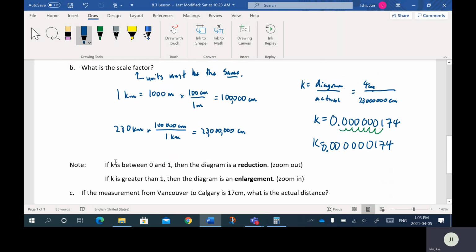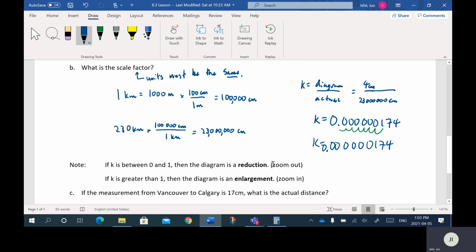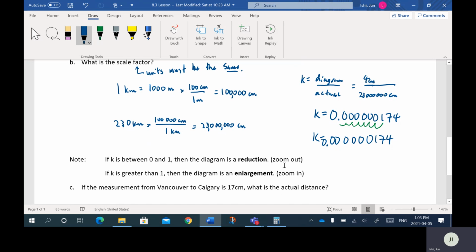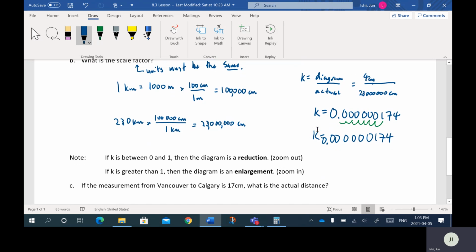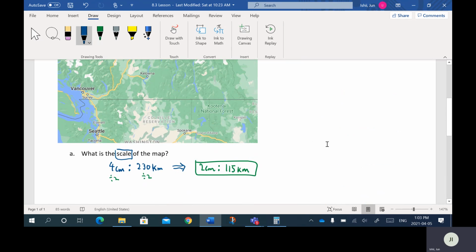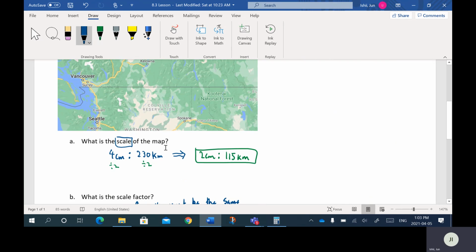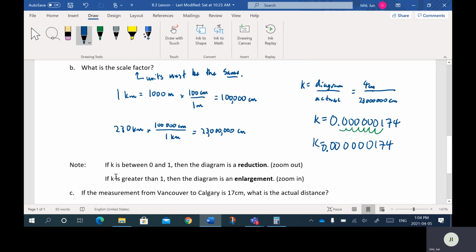Now, just a little note here. If k is between 0 and 1, then the diagram is a reduction. All right, so we're zooming out. Notice here that this number is obviously less than 1, between 0 and 1. So this map here is what they call a reduction, because the actual size got reduced, obviously to fit into a map. If k is greater than 1, then the diagram is an enlargement. So basically you're zooming in, so the diagram is bigger than it actually is.